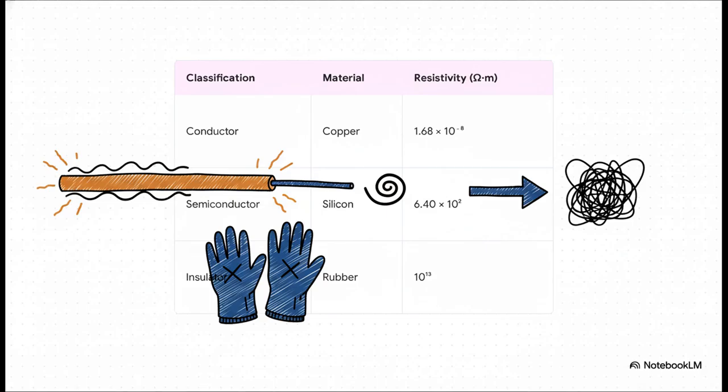And when we talk about materials, you have to see the mind-blowing difference between them. Just look at this. You have copper, a great conductor. Its resistivity number is absolutely tiny.